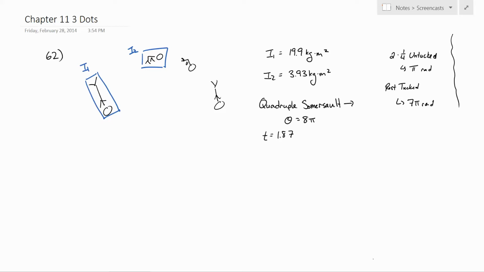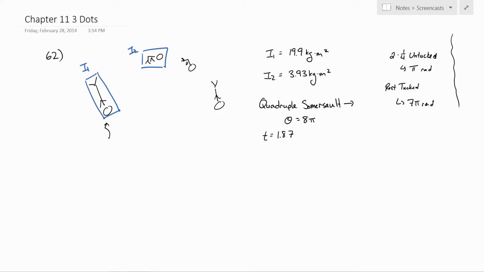I like them. This one involves a gymnast, or an aerialist, I guess, actually, who's making a quadruple somersault, lasting a time t equals 1.87 seconds. For the first and last quarter revolution, he is in the extended orientation, shown here, I1. Rotational inertia I1 equals 19.9 kilogram meters squared around his center of mass. I didn't draw the dot, but it's there. During the rest of the flight, he's in a tight tuck with rotational inertia I2 equals 3.93 kilogram meters squared.